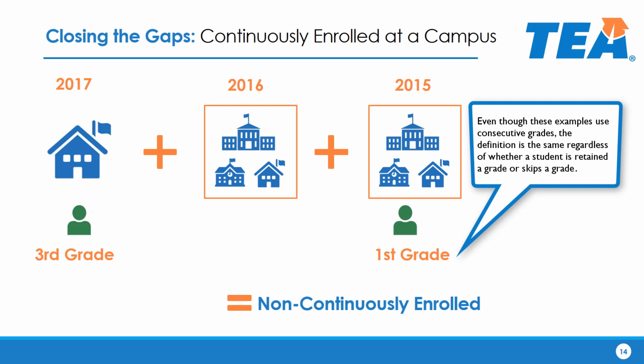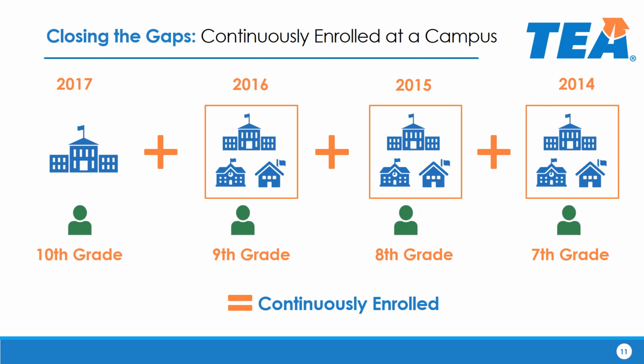Last example, on the snapshot date in 2017, the student was in 3rd grade. On the snapshot date in 2016, the student was not in the district. And on the snapshot date in 2015, the student was in 1st grade. This student is considered non-continuously enrolled.